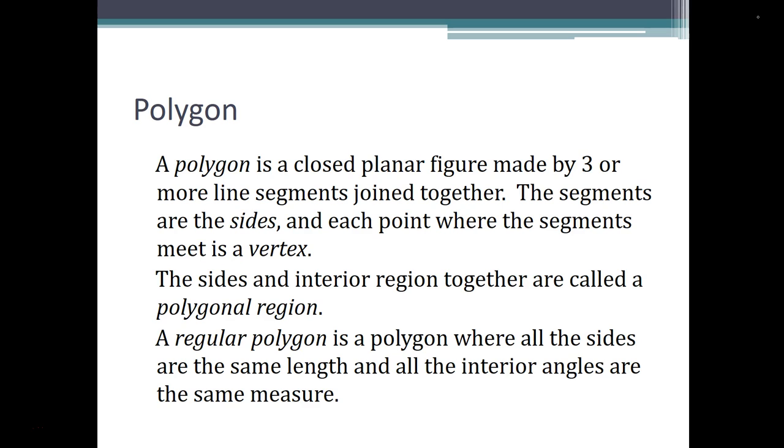Each of the line segments is called a side, and the points where those segments meet are called vertices. Each one's called a vertex. If you take the sides and the inside, like if you were to color in the interior region, the sides and the interior region together are called a polygonal region, whereas the polygon is the figure itself made up of line segments. And then, specifically, a regular polygon is a polygon where all the sides are the same length and all the interior angles are the same measure.